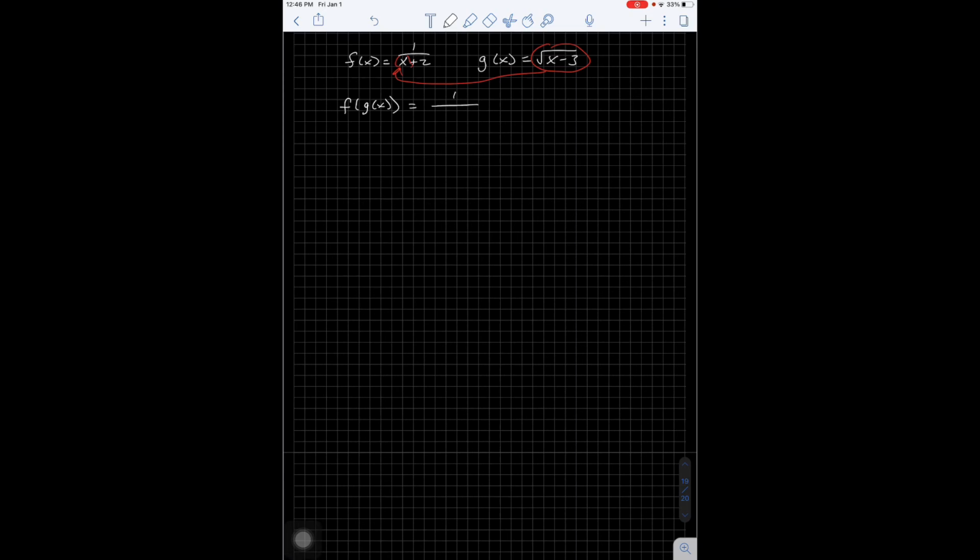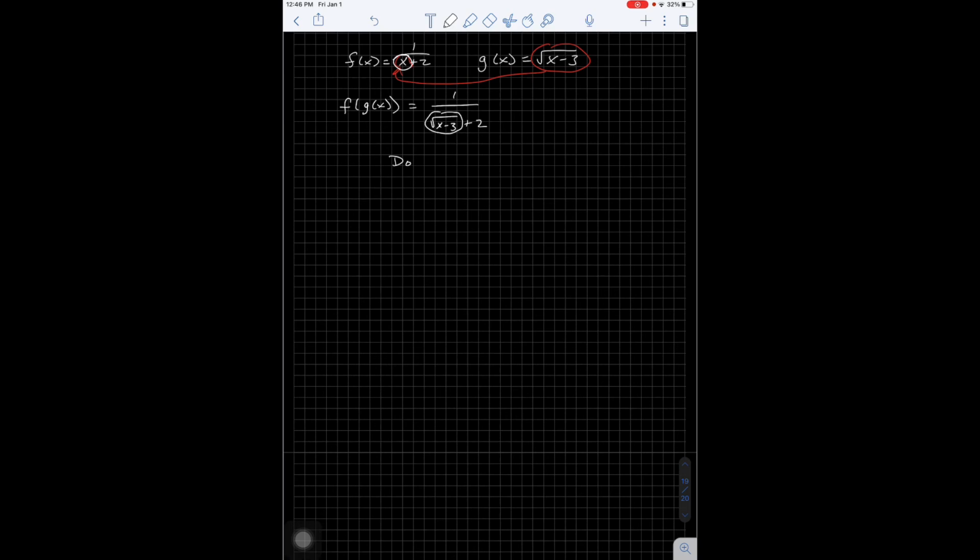So it's going to look like 1 over the square root of x minus 3, plus 2. So see how this spot right here gets replaced with the g function right there. And the form is still f of x. It's 1 over something plus 2. But that little spot gets changed out with the g. And this is probably it. This is simplified for us.